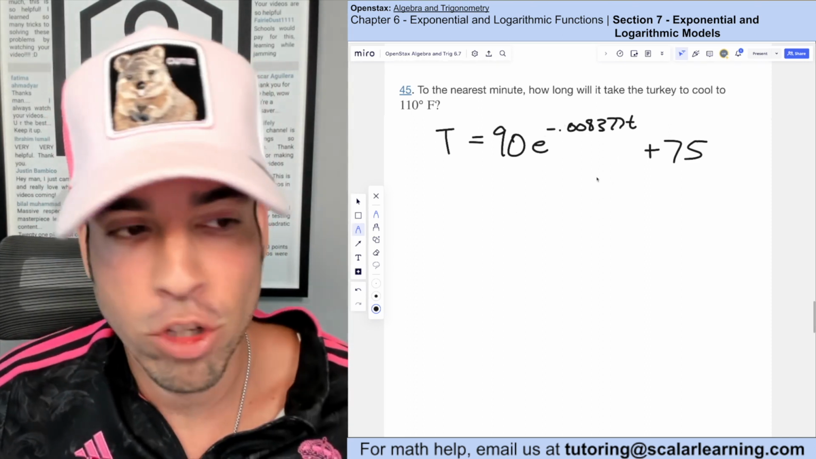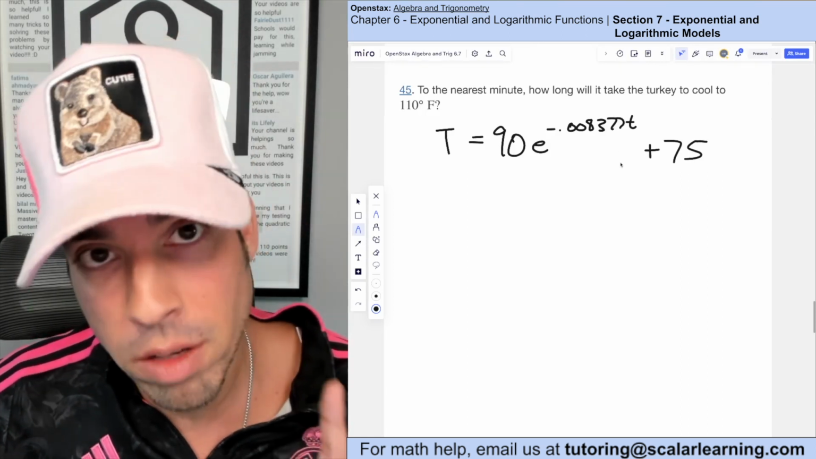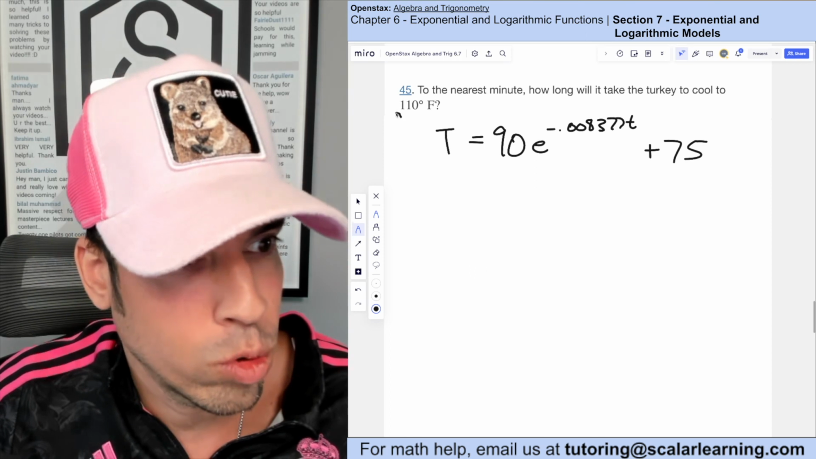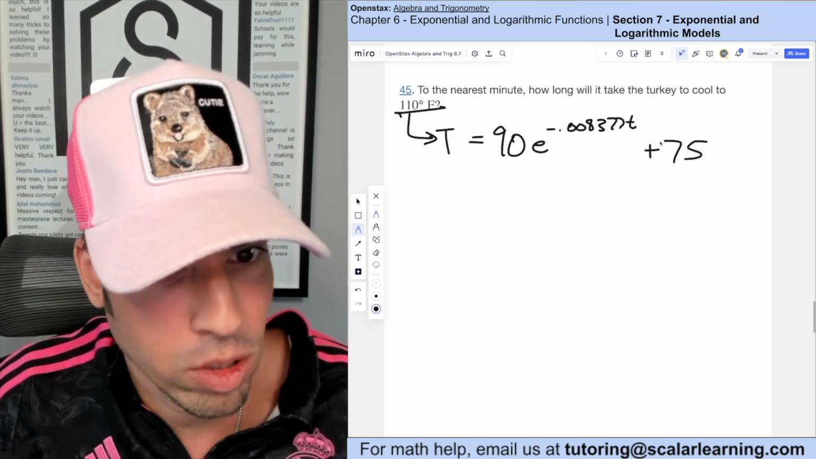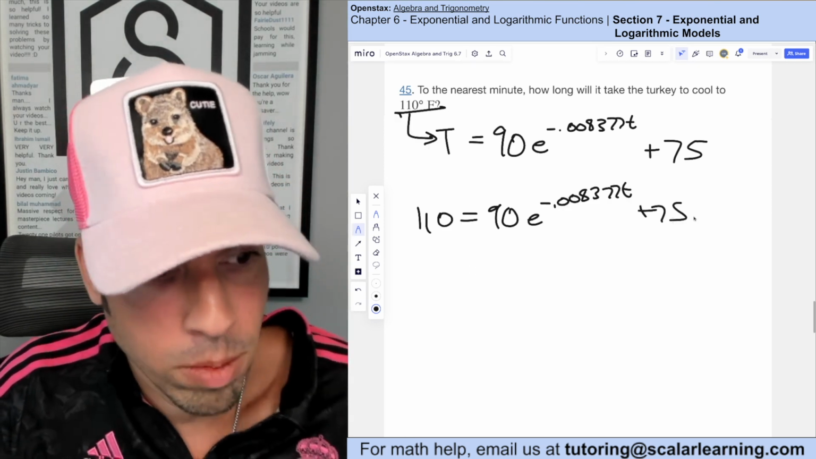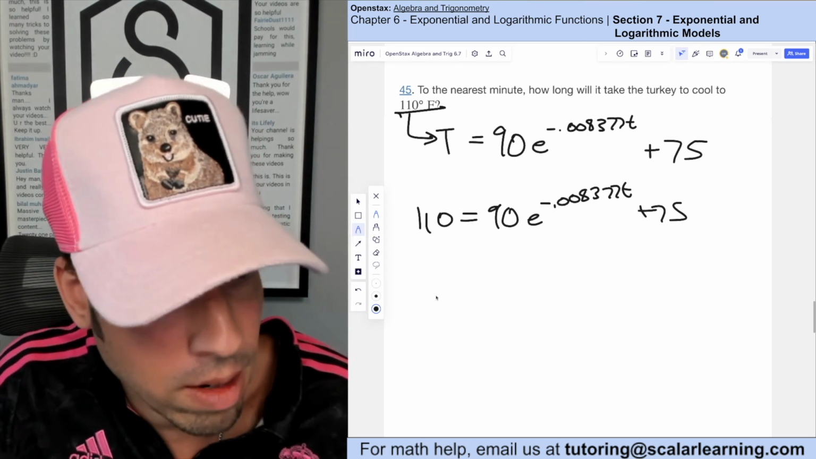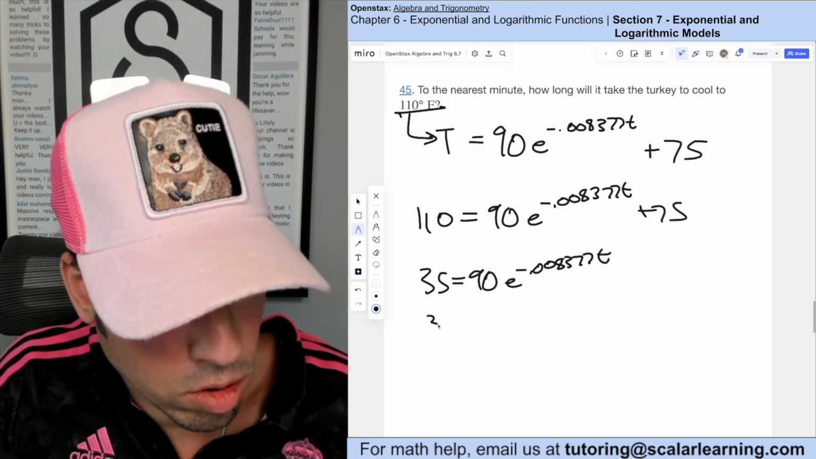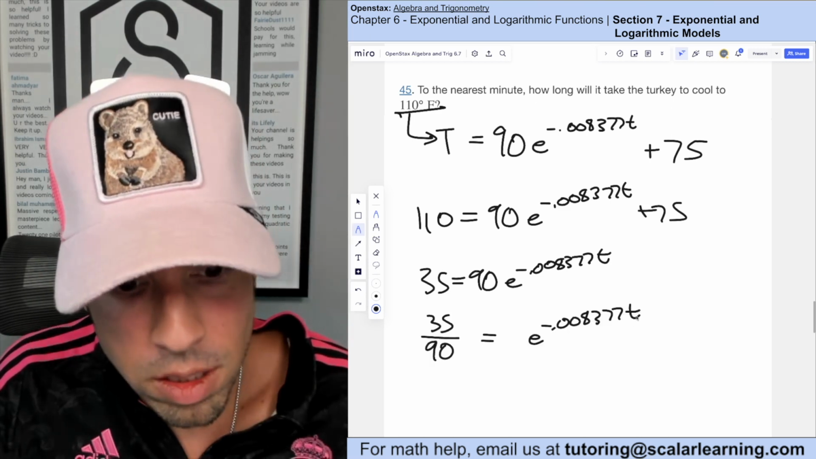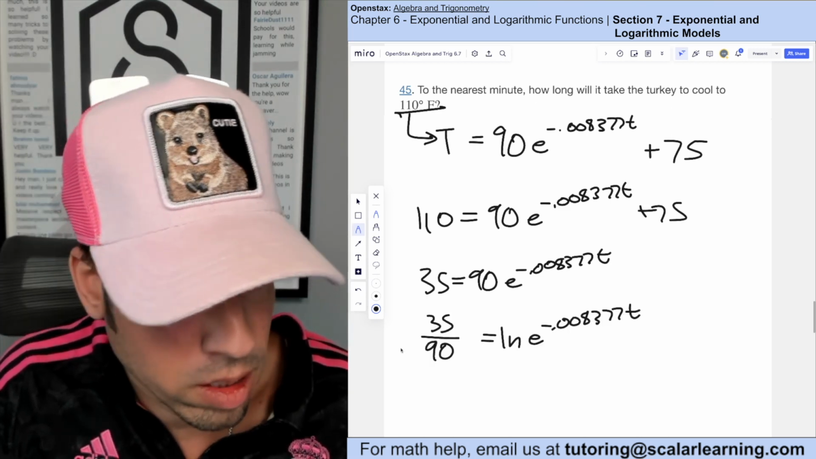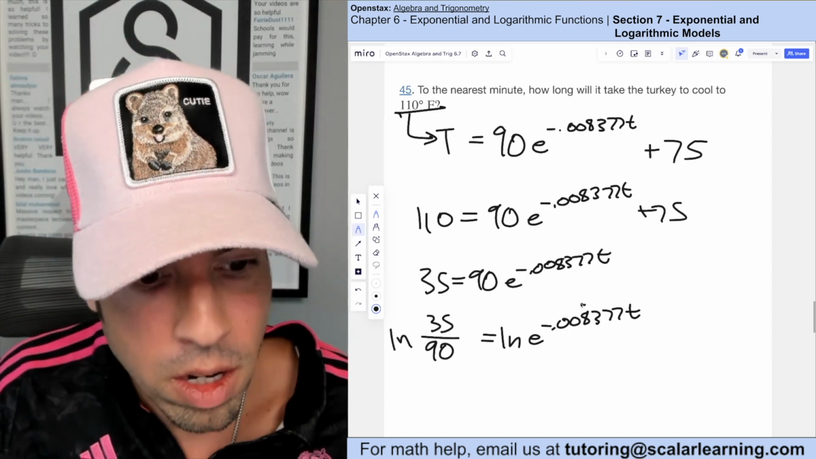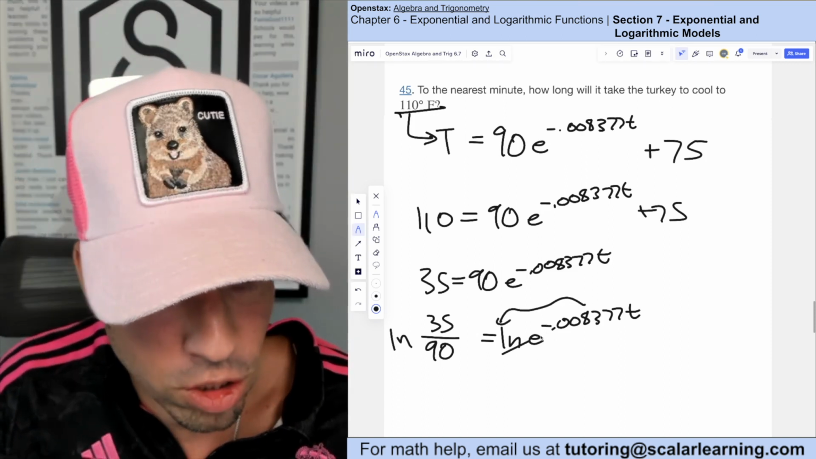For this question, you have to look back to see how we got this equation. So if you need to refresh your memory or you're having trouble getting this equation, look at the previous problem. But now we're using this equation to ask how long will it take to cool to 110? So this is what we plug in for T and solve for little t. First I'm going to subtract 75 from both sides and we get 35. Then we're going to divide both sides by 90, and that's 35 over 90. Then to bring this variable down from the exponent, we take the natural log, because the natural log of e turns into 1. So as we bring this down as a coefficient, this just goes away.